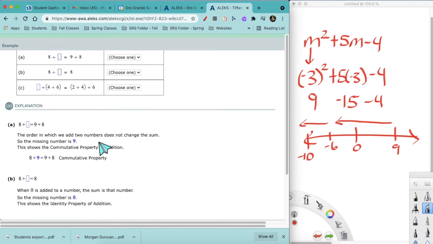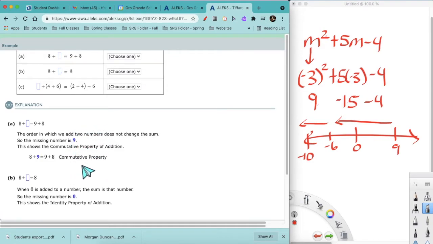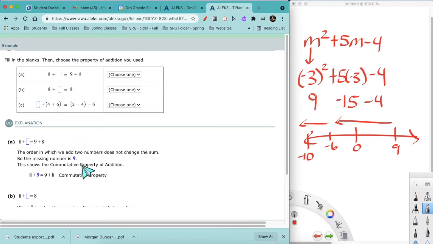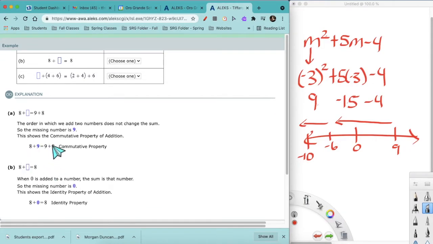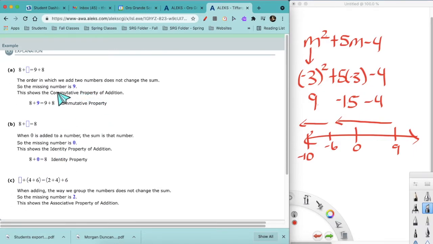So commutative property has to do with the ability to move around without changing the problem. So with this one, they filled it in with 9 here because 8 plus 9 is the same thing as 9 plus 8. All they did is switch spots there, right? As long as it's all addition or all multiplication, you can flip these around. You cannot do that with subtraction or division. Only addition or multiplication. You can kind of switch them around. So we call that commutative property. And I think of like commuting, moving around the community.